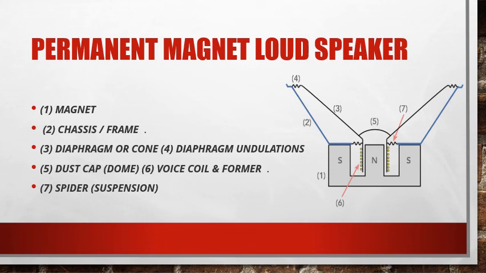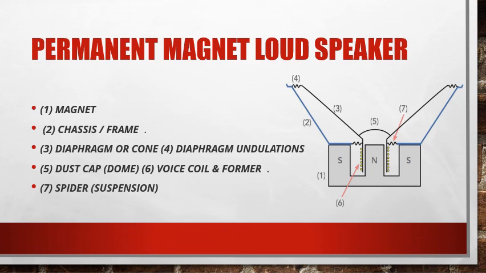Next are the diaphragm undulations. The diaphragm undulations enable the main part of the diaphragm to move freely and in a linear fashion. The next is the dust cap or dome. This part of the moving coil loudspeaker protects the voice coil from dust and dirt.